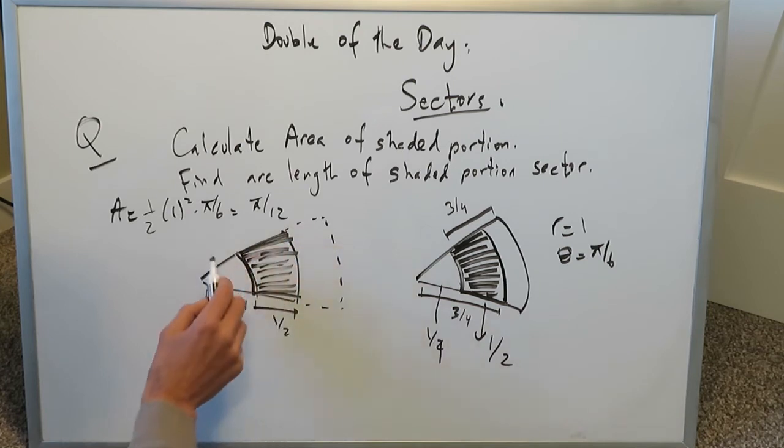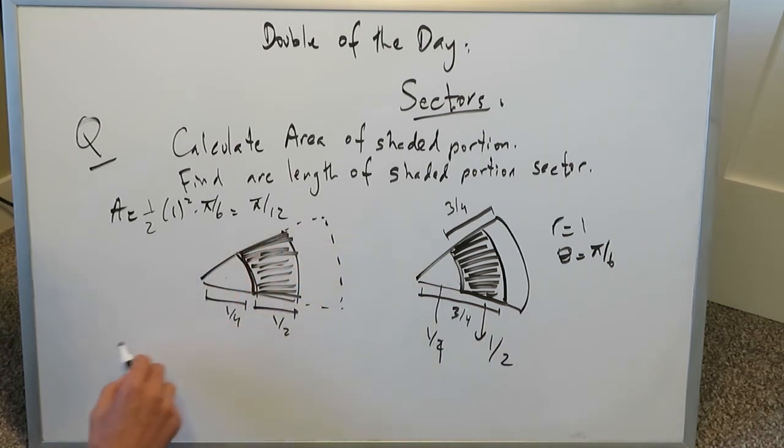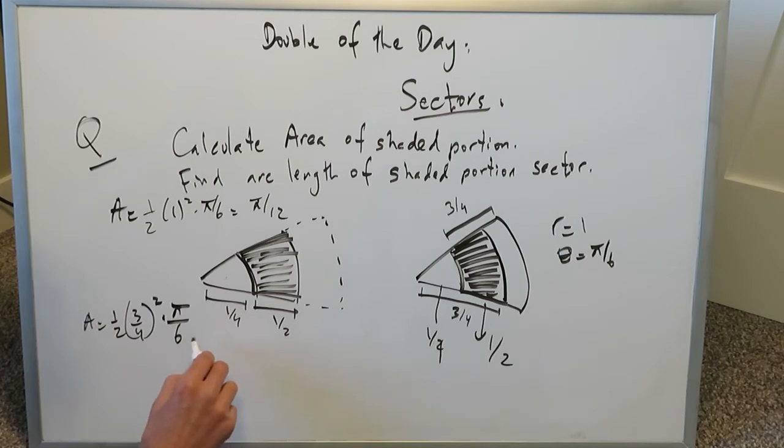So what's the total area of this sector? This sector has a radius of 3 over 4. The area is equal to half times 3 over 4 squared times theta, which is pi over 6. You can calculate this out. You'll get 9 pi over 16 times 6 times 2, which is 192. That's 9 pi over 192. That's the big portion here.